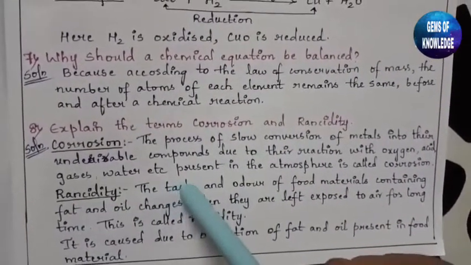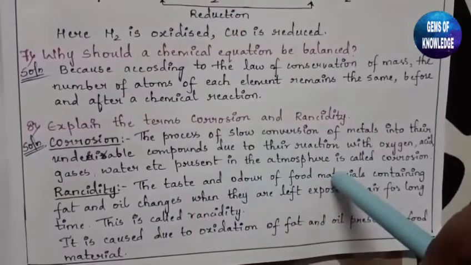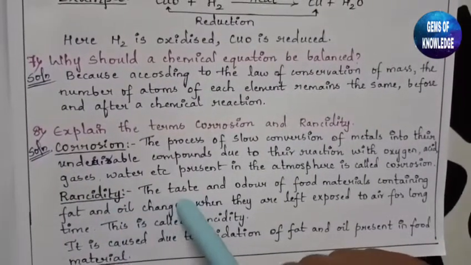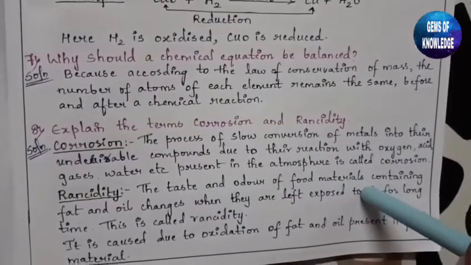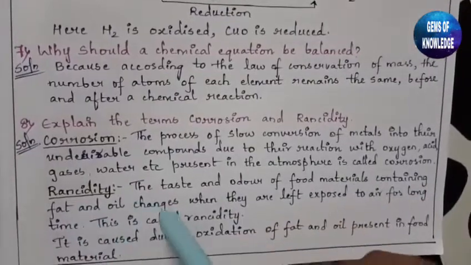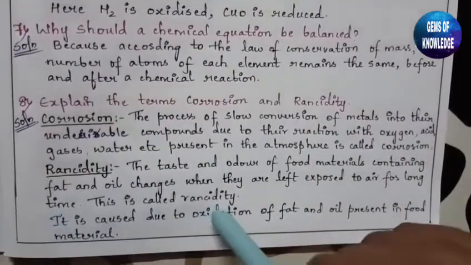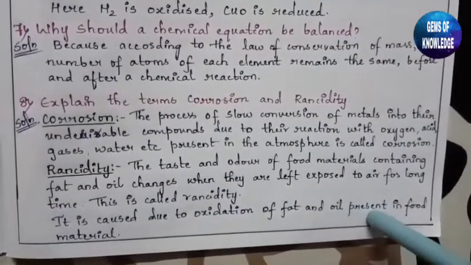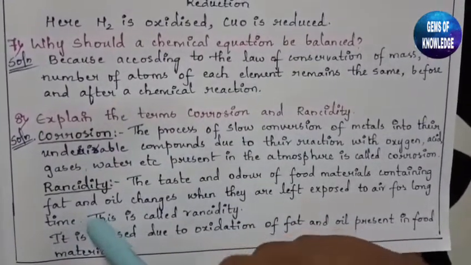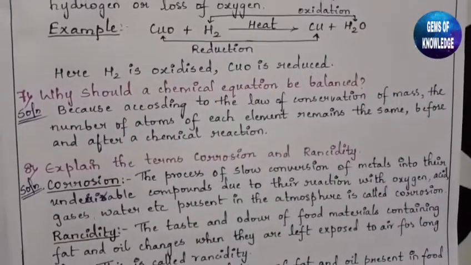The taste and odor is nothing but smell. The taste and smell of food material containing fats and oil changes when it is left exposed to air for a longer period of time. This condition is called rancidity. Why is this caused? It is caused due to oxidation of fats and oil present in the food material, because the food material gets oxidized by the air. Fine, I hope you have understood these 8 questions.